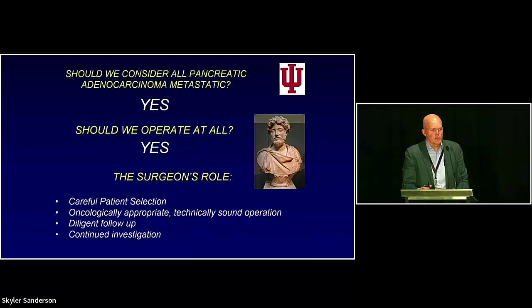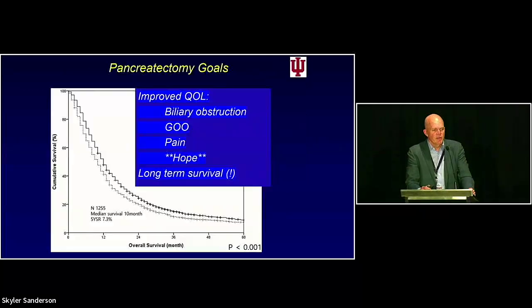This is a philosophical question. Marcus Aurelius, of course, the Roman Stoic philosopher. I stand as a surgeon, and as a surgeon with admittedly more pragmatic view on this problem after a couple of decades of taking care of people, to say, yes, we absolutely should operate. And our role surgically is in careful patient selection, doing an oncologically appropriate, technically sound operation, providing diligent follow-up for the patient, and of course, continued investigation to understand this biology.